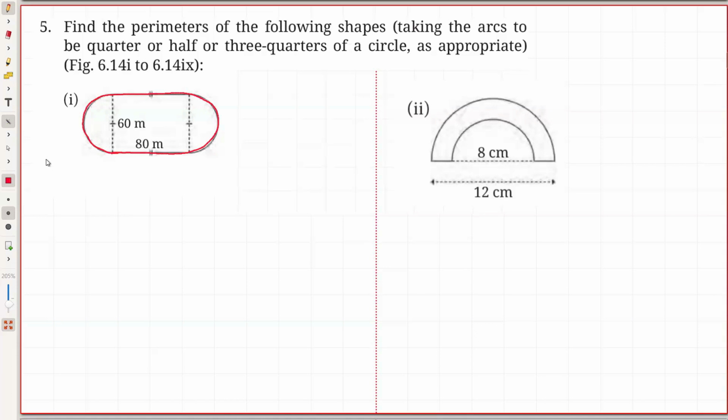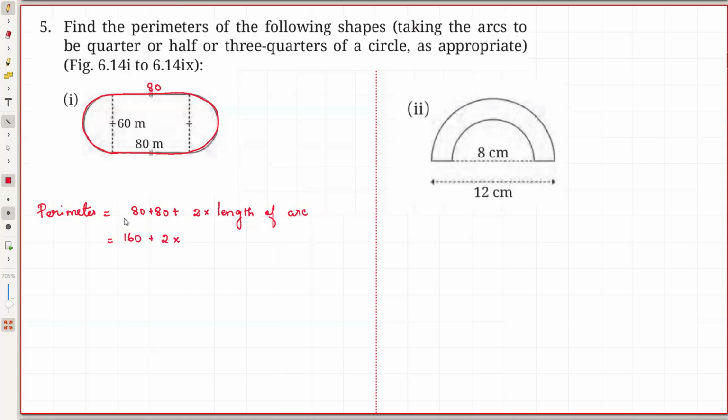They're asking the perimeter. So perimeter is equal to, here 80 means this also 80. So 80 plus 80 plus 2 times the length of an arc, excluding the diameter. So 80 plus 80 is 160, plus 2 into length of an arc.